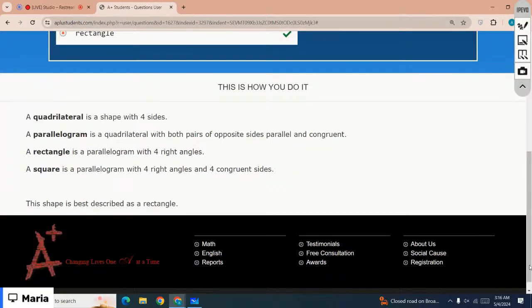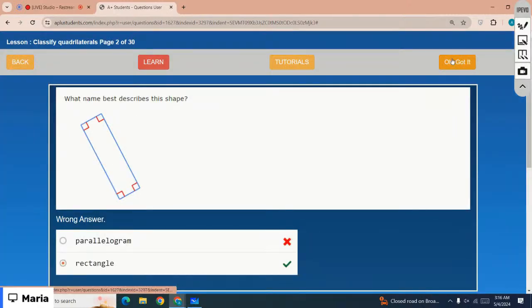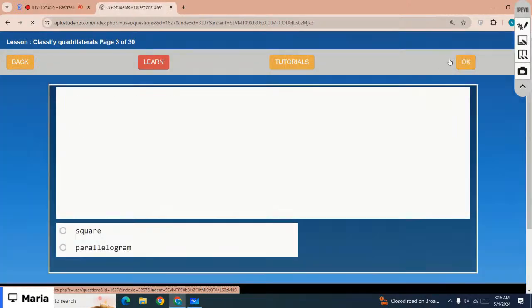All the four sides are parallel, right? So a square is a parallelogram with four right angles and four congruent sides. So all four angles are right angles, and they also all have congruent sides. The correct option is rectangle.